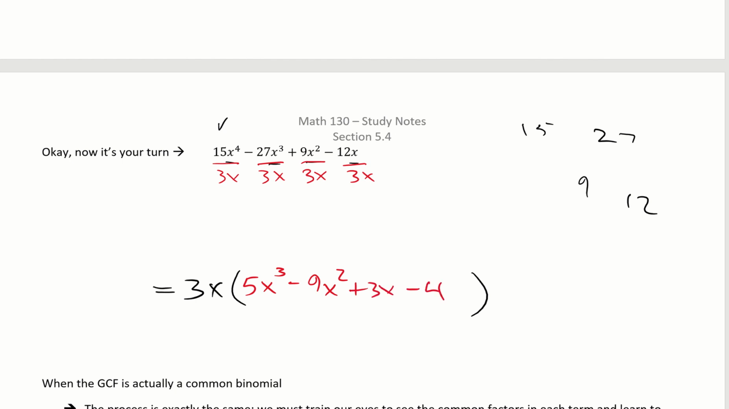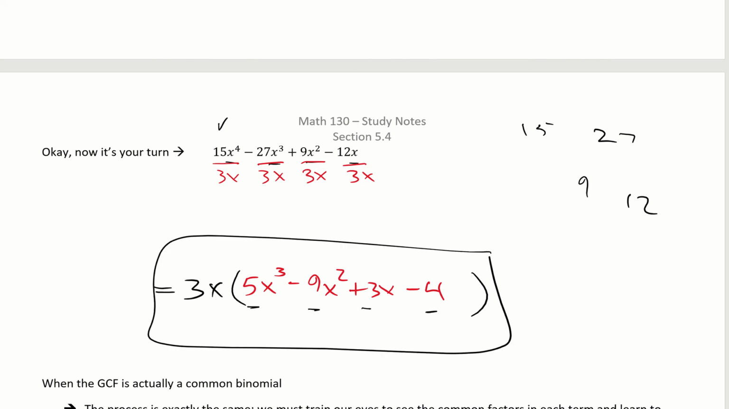That looks pretty good. Look at the numbers, 5, 9, 3. Yeah, those don't have anything in common. We're done. Okay, I hope that one helps with the GCF. You've got to practice this stuff. So I will, as usual, end the recording.